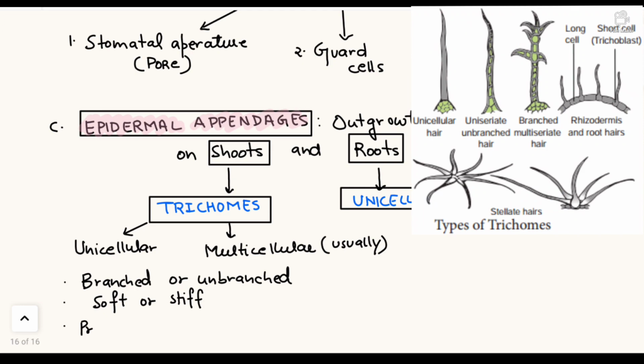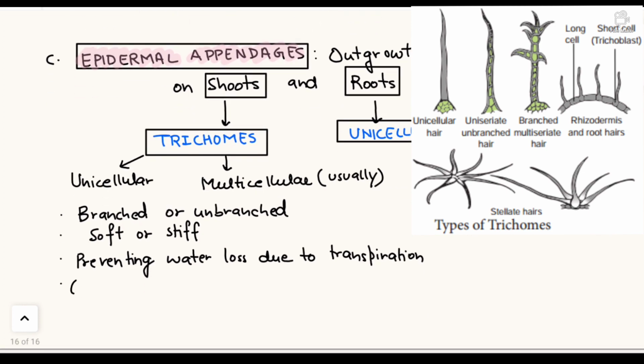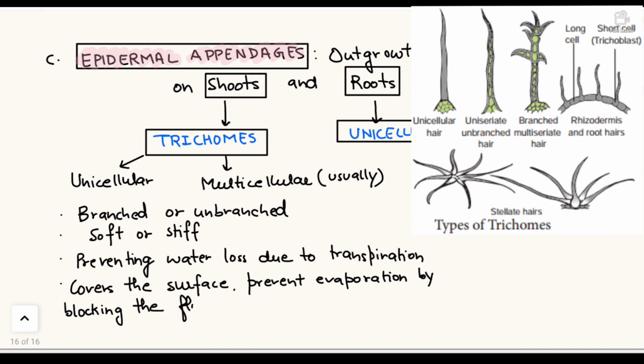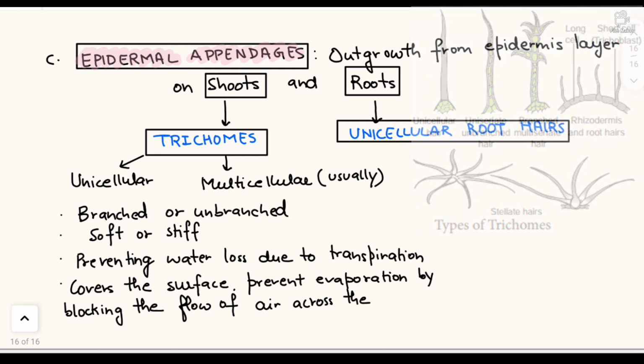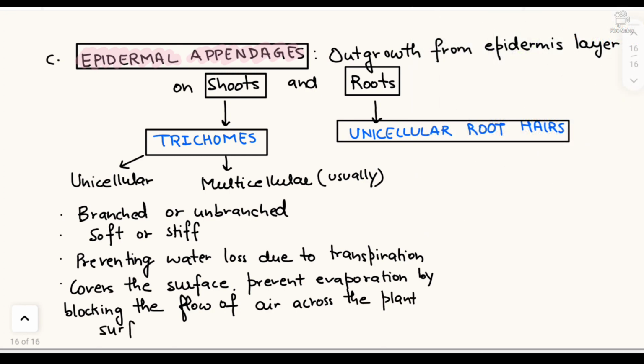Now there are certain functions that are done by trichomes. What are these functions? They help to prevent water loss due to transpiration, because there are hair-like structures present on the stem that help to prevent the loss of water due to transpiration. And secondly, they cover the surface and hence prevent evaporation by blocking the flow of air. So these are the functions mainly performed by trichomes on the stem.